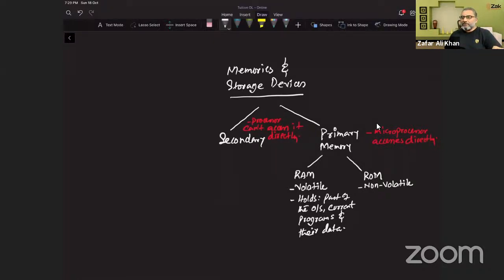Primary memories are those which can be accessed by the microprocessor directly. And secondary storage devices are those which the processor cannot access directly. So whatever you need to do with the computer, you have to bring that from the secondary storage to the primary memory.